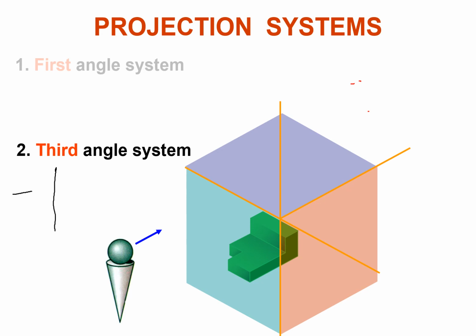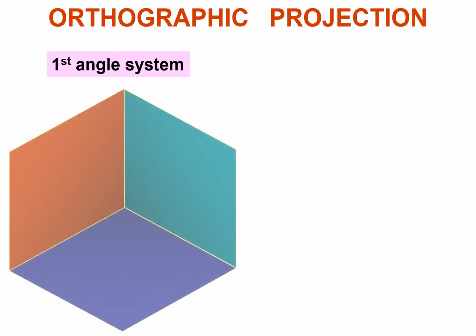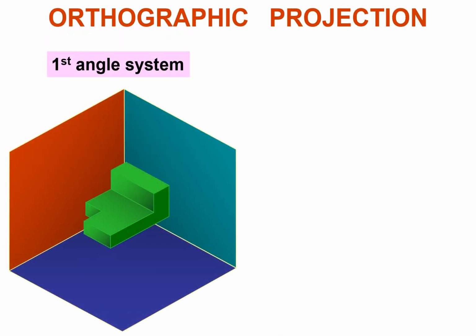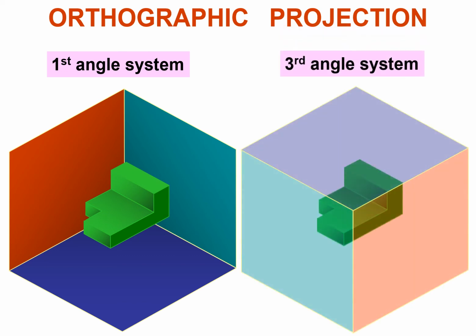So if this is your Cartesian coordinate system, we make planes in the third quadrant, place our object right here, project the views on these planes, and then unfold them. We will get a particular orientation of these views, and that particular orientation will be called the third angle projection system. In the first angle projection system, we place the object in the first quadrant. In the third angle projection system, we place the object in the third quadrant of our Cartesian coordinate system.